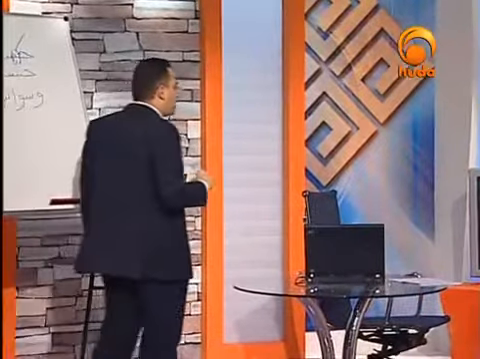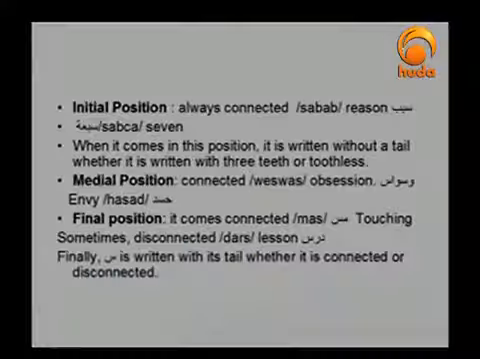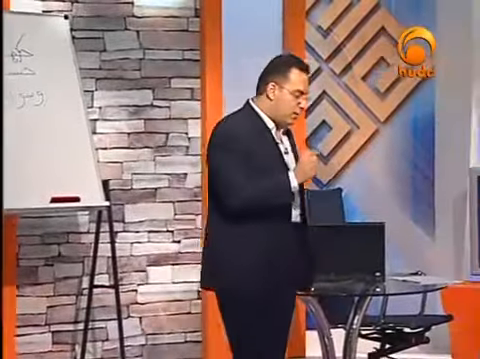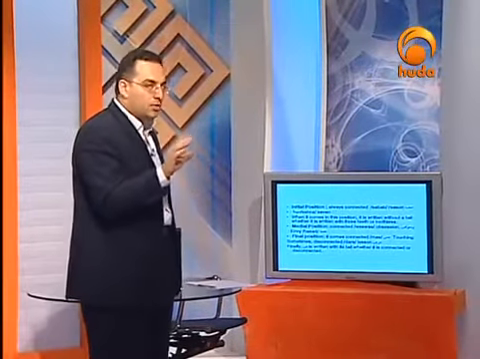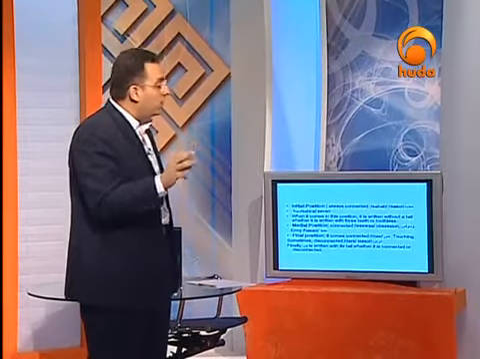when it comes in the final position. And when it comes in final position, it comes connected, like mess, touching. If you touch something, you say mess. Sometimes disconnected, like dars. Finally, Sa is written with its tail, whether it's connected or disconnected. It could be close to Jim and Ha and Ha when it comes in the final position. It comes also disconnected, and sometimes Jim and Ha are close.